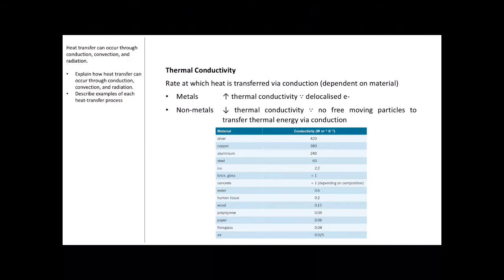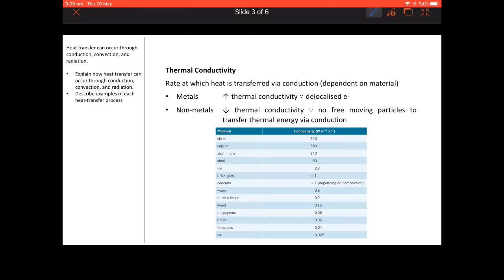What we'll look at next is thermal conductivity, and this is the rate at which heat is transferred via conduction, and this is dependent on the material. With metals, they've got a higher thermal conductivity, and this is because of their delocalized electrons. For non-metals, thermal conductivity is reduced, and this is because there's no free moving particles to transfer thermal energy via conduction. Thermal conductivity is measured in watts per meter Kelvin, so this is the unit for thermal conductivity.